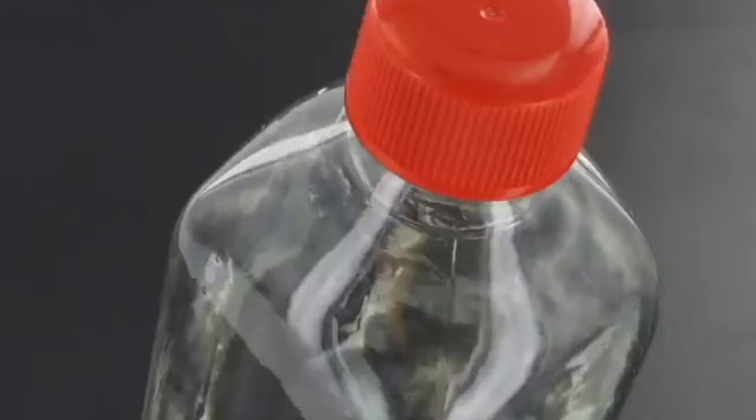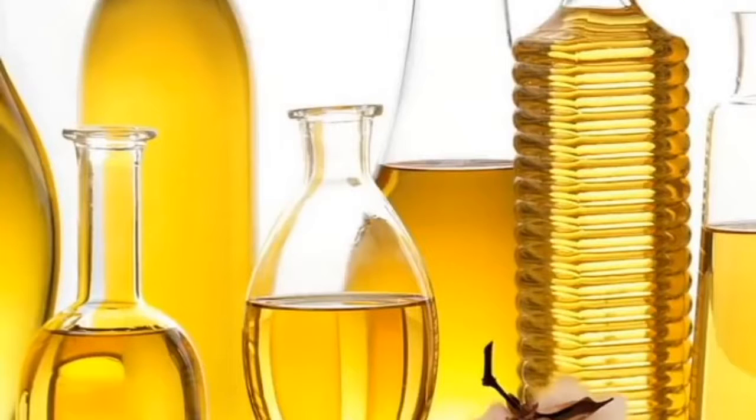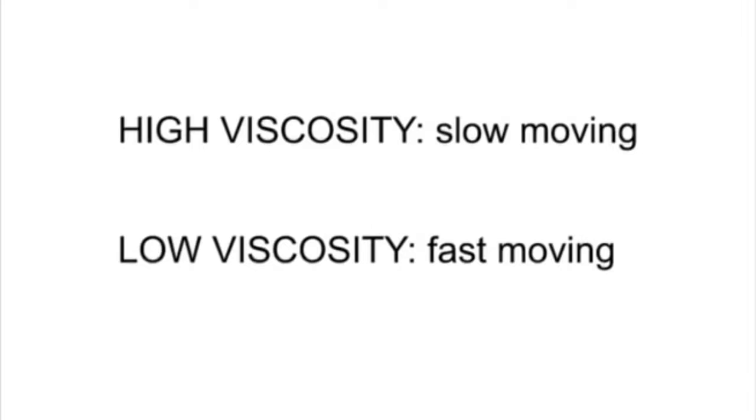Newtonian fluids are what you may be most familiar with. For example, water, milk, and oil are all Newtonian fluids. These are fluids whose viscosity remains constant as the force applied changes. Now, viscosity is a measure of how easily a fluid moves. So when we say that the fluid has a high viscosity, this means that the fluid will move slower. And for a low viscosity, this means the fluid will move faster.